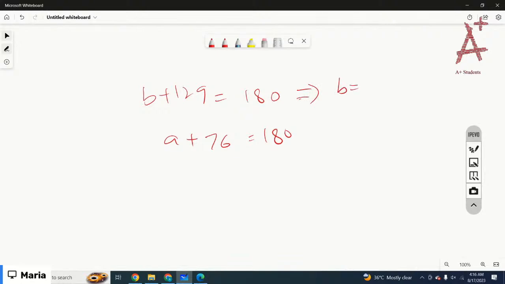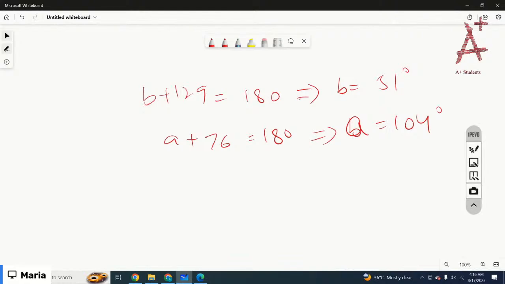Just move 129 to the other side. So 180 minus 129 is 51 degrees. That means B is 51. Same case, move 76 to the other side. So 180 minus 76 is 104 degrees. So angle A is 104 degrees, right?